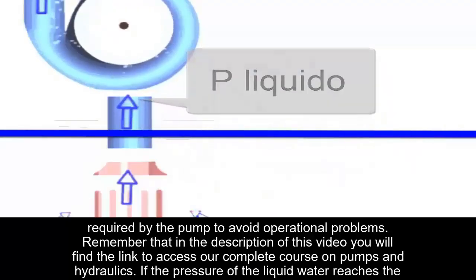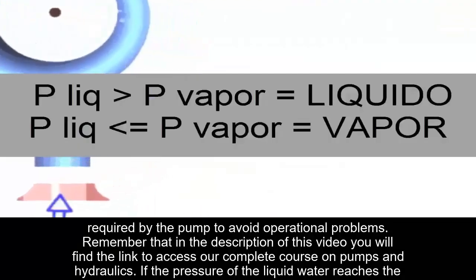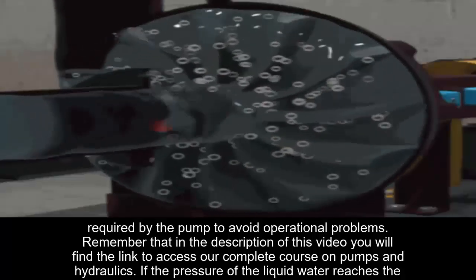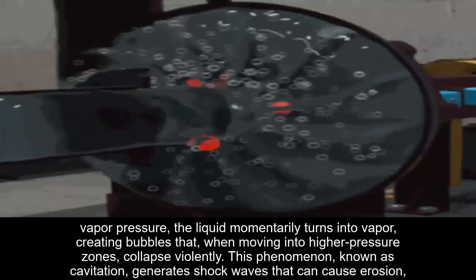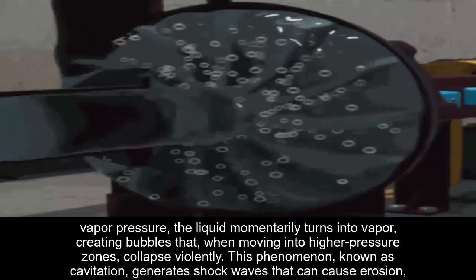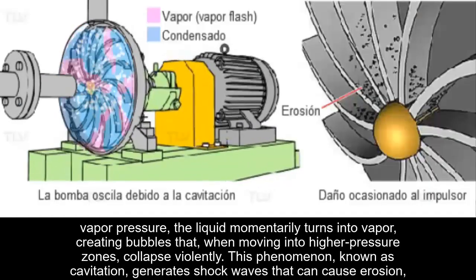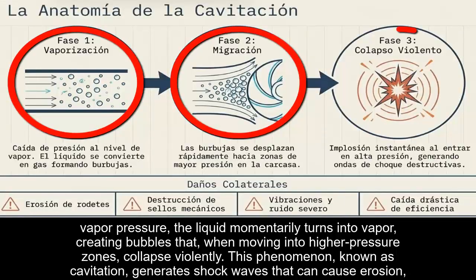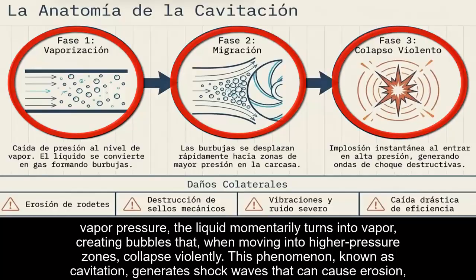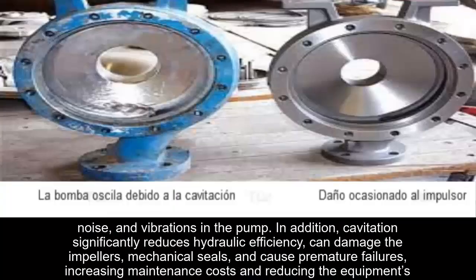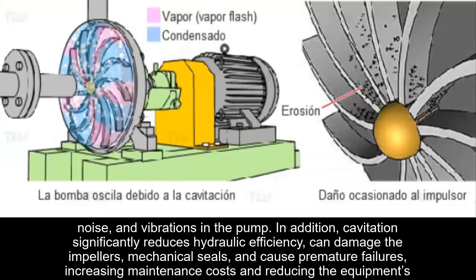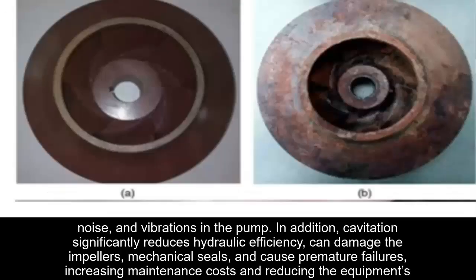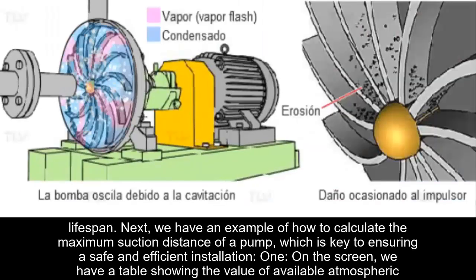If the pressure of the liquid water reaches the vapor pressure, the liquid momentarily turns into vapor, creating bubbles that when moving into higher pressure zones collapse violently. This phenomenon, known as cavitation, generates shock waves that can cause erosion, noise, and vibrations in the pump. In addition, cavitation significantly reduces hydraulic efficiency, can damage the impellers, mechanical seals, and cause premature failures, increasing maintenance costs and reducing the equipment's lifespan.